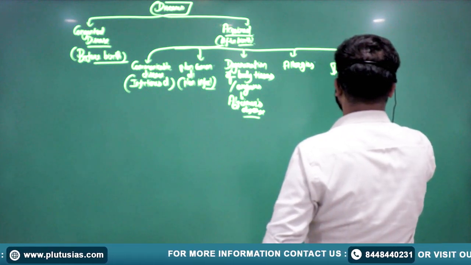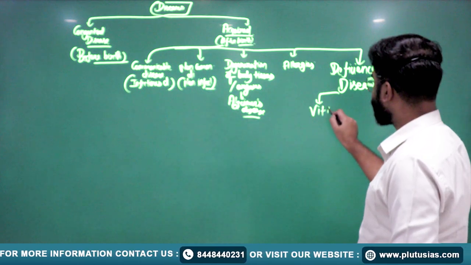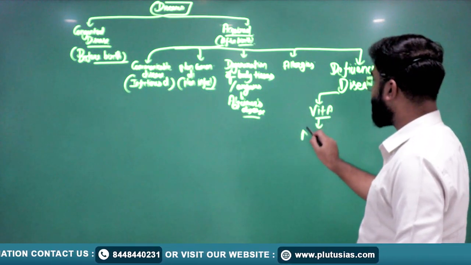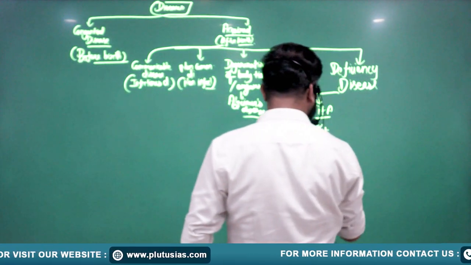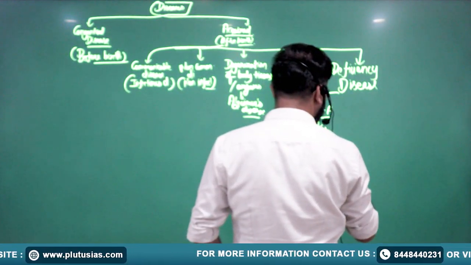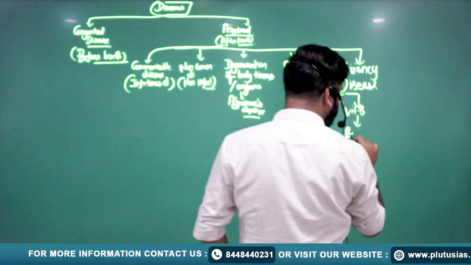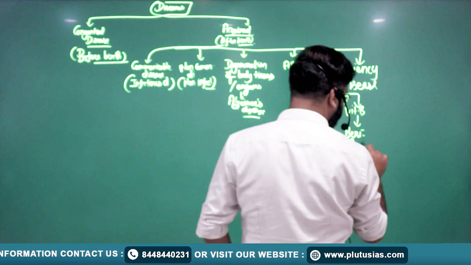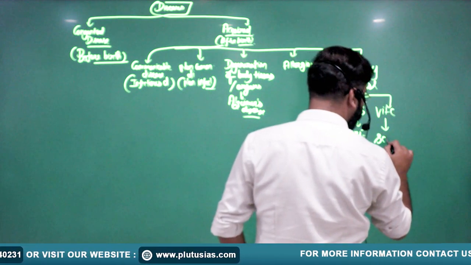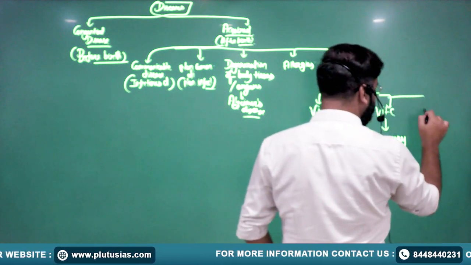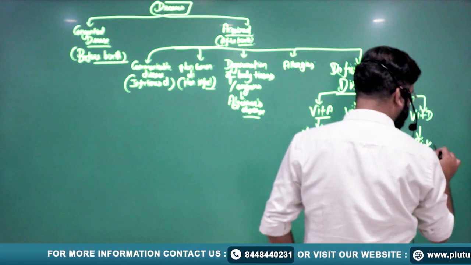Deficiency disease. Like vitamin A, which one? Night blindness, yes or no? Vitamin A, night blindness. Vitamin B, beriberi. Vitamin C, scurvy. Vitamin D, rickets. Yes or no?